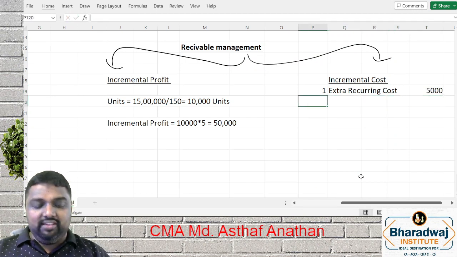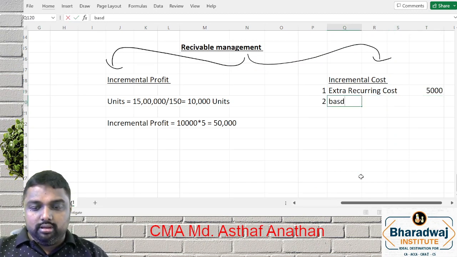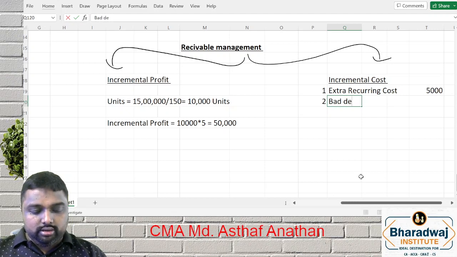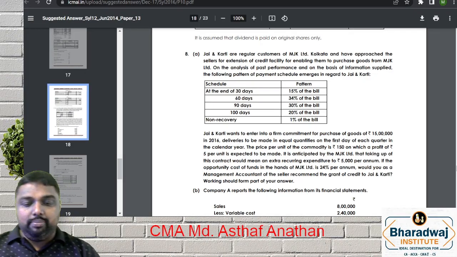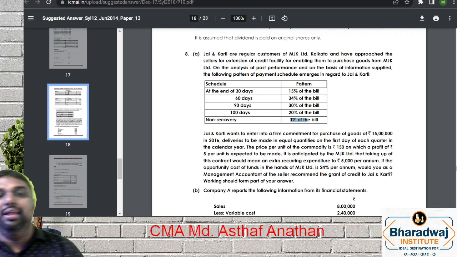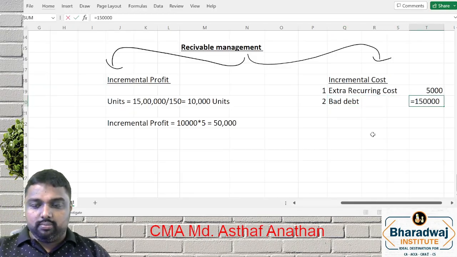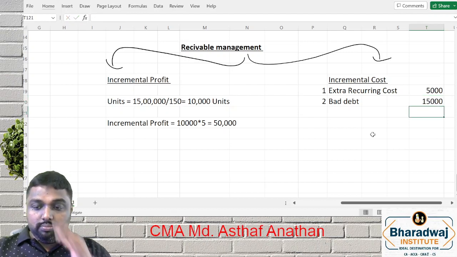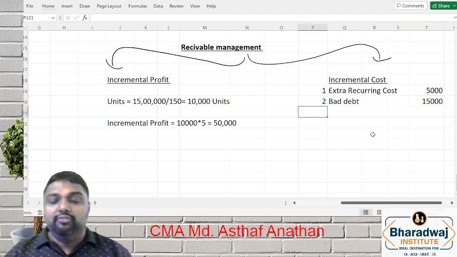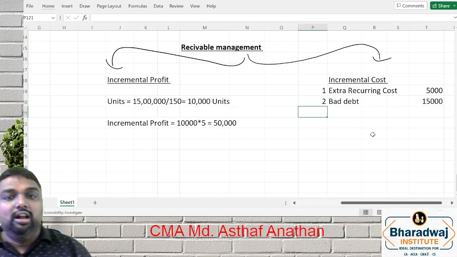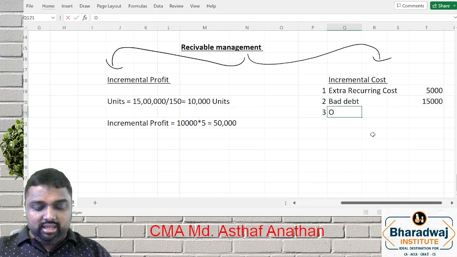Then generally every time one item comes, bad debt. Bad debt, how will you get it? Bad debt is 1% of the bill. What is the bill amount? 15 lakh. So 15 lakh into 1%, you will get what? 15,000. Now point number 3, none other than opportunity cost.